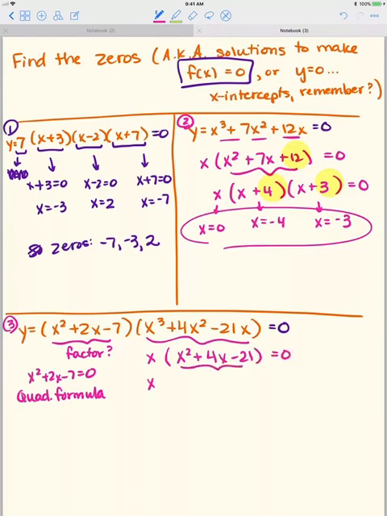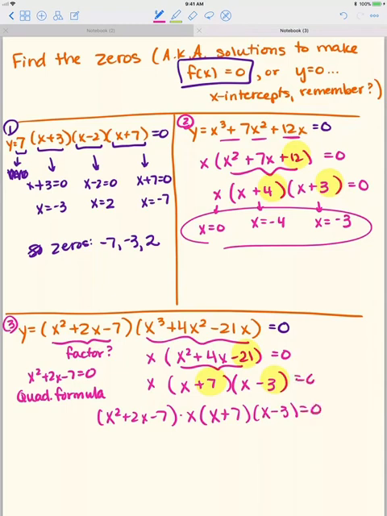And in this trinomial, let's see if it'll factor. We've got x times x give us x squared, and then 2 numbers that multiply to give us -21 but add to 4. So that's going to be a +7 and a -3. So we have the factored form x squared plus 2x minus 7 times x plus 7 times x minus 3 all equal to 0. And for 3 of these pieces, we can set them equal to 0 and find that x is 0, x is -7, and x is +3.